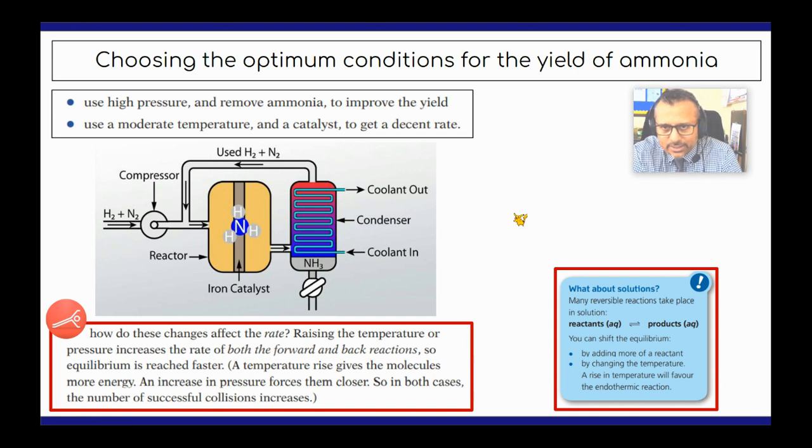And you use a catalyst to get a decent rate, because what you want to do is you want to make your ammonia in as short a time frame as necessary.